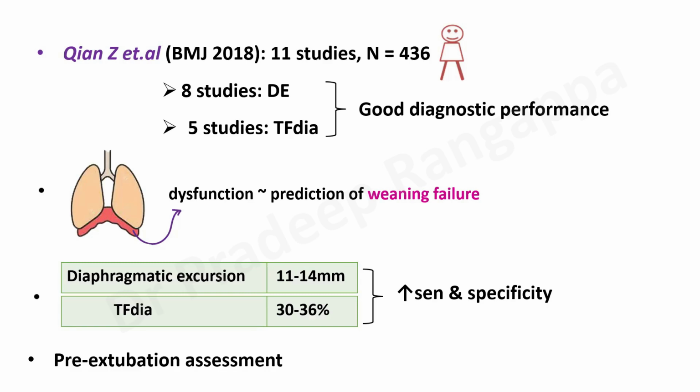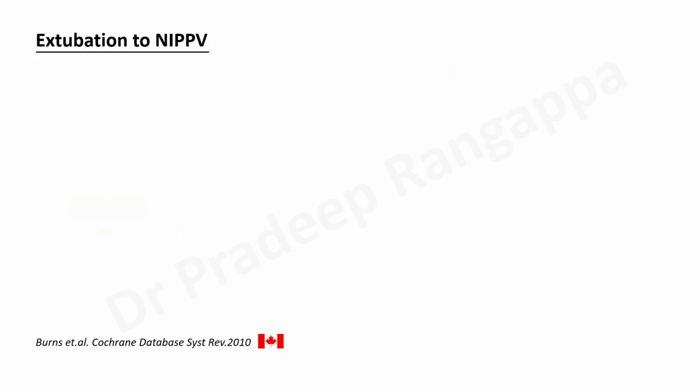And it is important where you have a patient for more than 7 days, you have struggled to wean, the diaphragm has to be assessed as a pre-extubation assessment. We have done this in our practice, especially for neuromuscular weakness like myasthenia gravis, and we have found it to be very useful. So it's a very simple test that can be done.